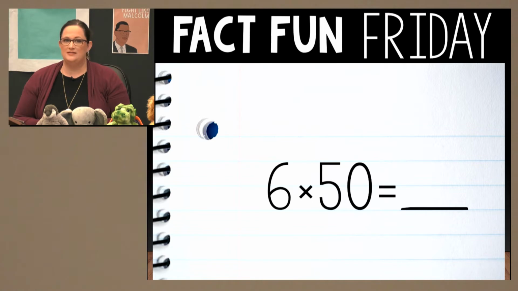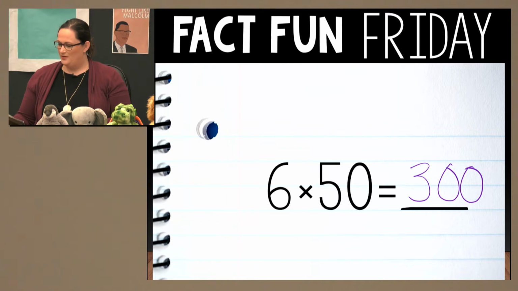Ooh, 6 times 50. Well, if we know 6 times 10 is 60, we just need 5 of those. Or we could do 6 times 5 is 30. So 6 times 5 tens is 30 tens, which is what? 300.